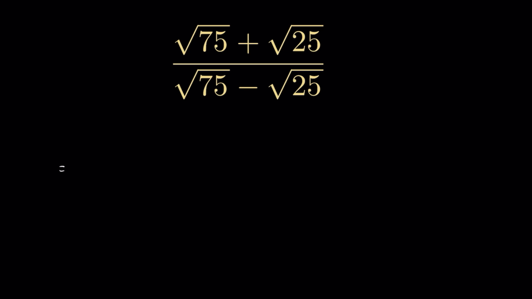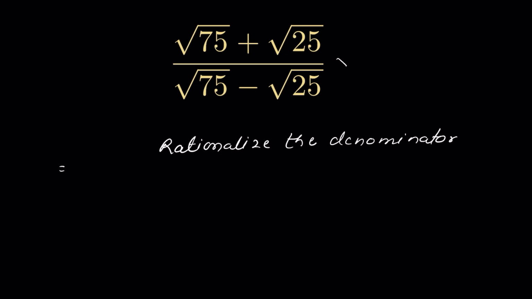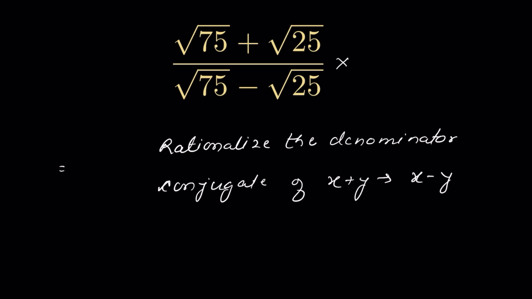To rationalize the denominator, we multiply and divide by the conjugate of the denominator. The conjugate of x plus y is x minus y, and vice versa. A conjugate of x minus y is x plus y. So why do we do this? Because if we multiply and divide by the same number, we are not changing the quotient, because we can easily cancel them out, and it's like multiplying it by 1.